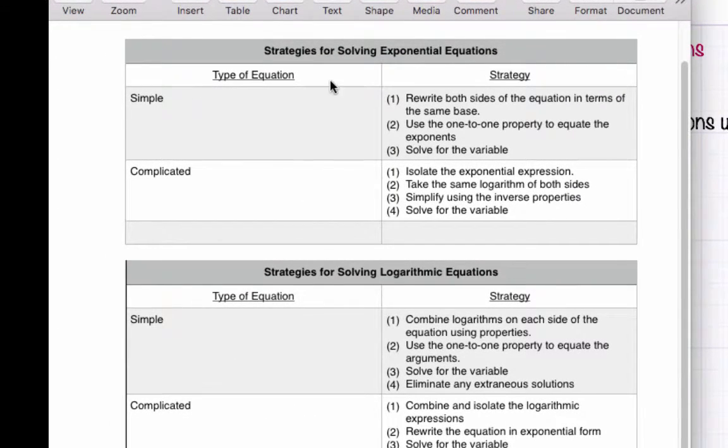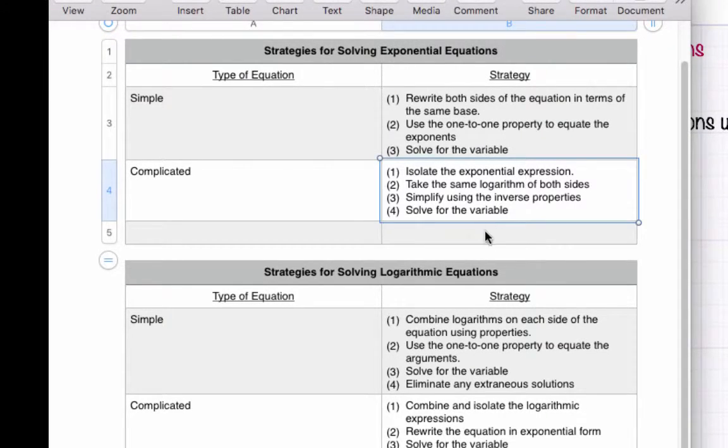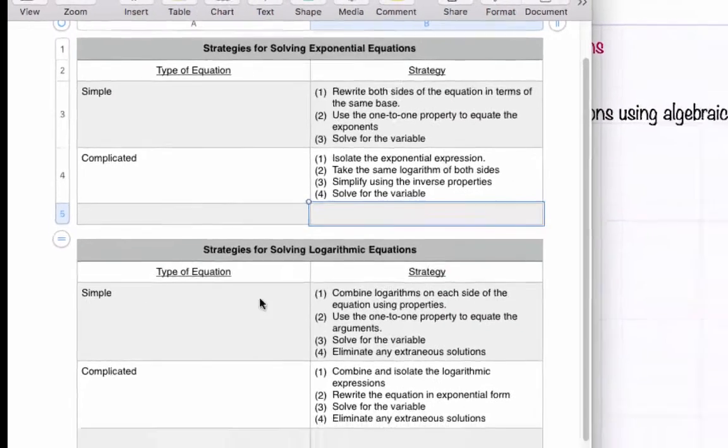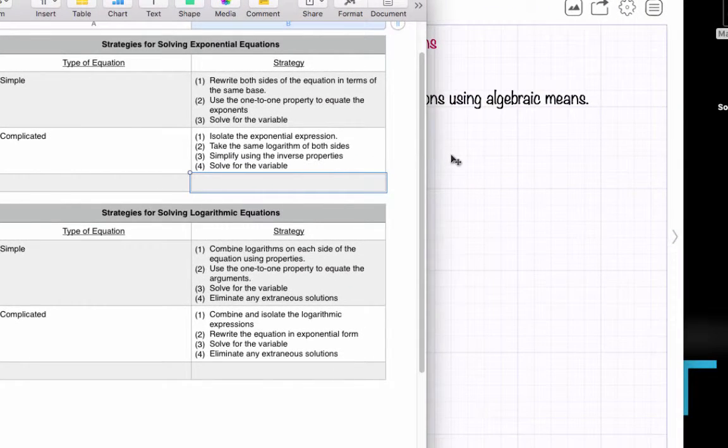For simple exponential equations, the first part here is really key. We can rewrite both sides of the equation in terms of the same base. We use this idea of the one-to-one property, and then solve for the variable. When we get to the complicated portion, it looks a little more challenging. We isolate the exponential expression, and then you have to take the same log of both sides, simplify, and then solve. So these are the ideas and strategies that we're going to be using in both these videos. The second video for solving logarithms, it's really the same idea. Okay, but let's get to some examples.